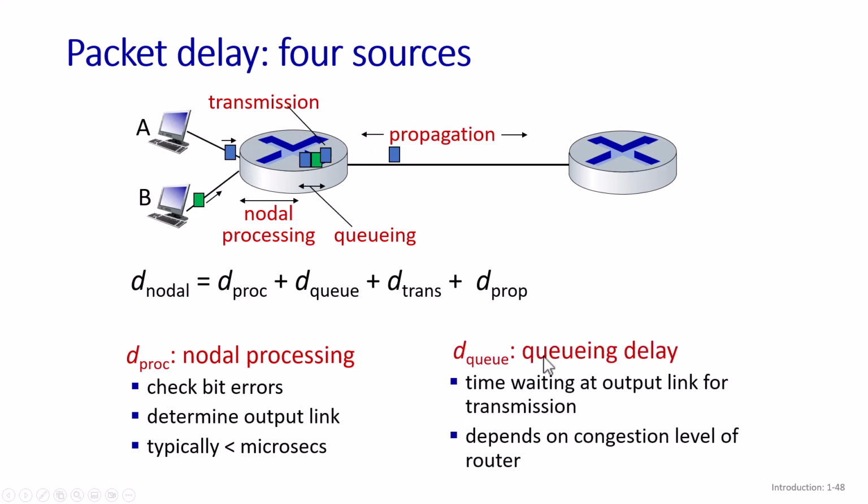Now we have the queuing delay. The queuing delay is the time waiting at the output link for transmission, and that depends on the congestion level of the router. When we have many hosts connected to our router, this router has to get all these packets and put them into the buffer, so they need to be processed, put into the proper place, and then be ready for transmission. That takes time, and the queuing delay also depends on the number of hosts and the number of packets that this router is receiving.